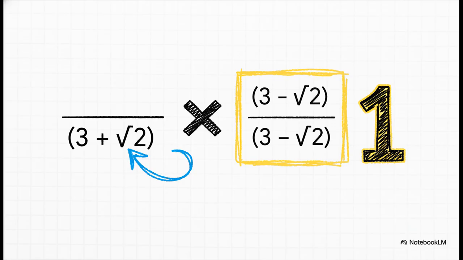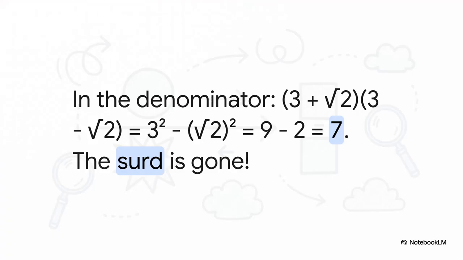Now, exactly like before, we multiply the top and the bottom of our fraction by that conjugate. Again, we're just multiplying by a very clever version of the number 1. And now, you just get to watch the magic happen. Look at the denominator. We've got 3 plus root 2 times 3 minus root 2. Using our magic spell, that becomes 3 squared minus root 2 squared.